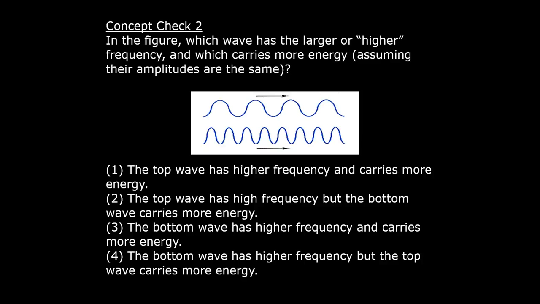All right, let's vote. The bottom one has a higher frequency. And how do you know that? Well, because the wavelengths are small. Small wavelength means high frequency. And again, high frequency means high energy. So that's why the bottom one has small wavelength, high frequency, high energy.